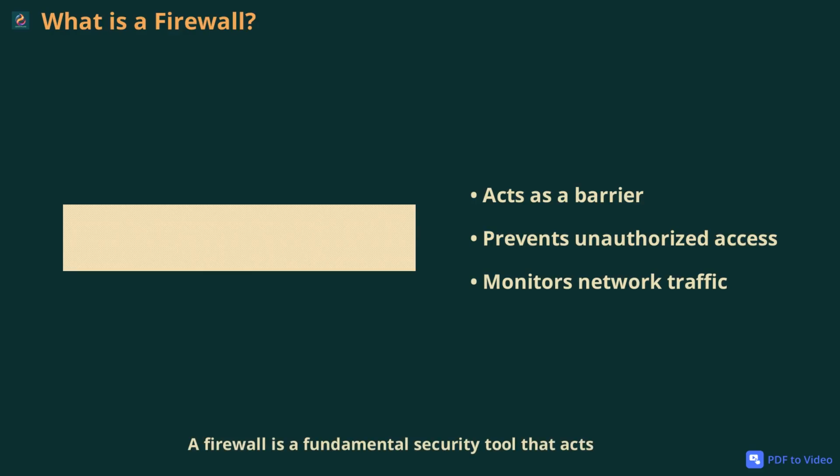A firewall is a fundamental security tool that acts as a barrier between your internal network and external threats. It can be hardware, software, or a combination of both, designed to prevent unauthorized access to your private network or individual computers. Firewalls monitor incoming and outgoing traffic, allowing or blocking data packets based on predefined security rules. By controlling network communications, firewalls serve as the first line of defense, protecting sensitive information from cyber attacks and unauthorized users. Understanding how firewalls operate is key to building a robust security posture.